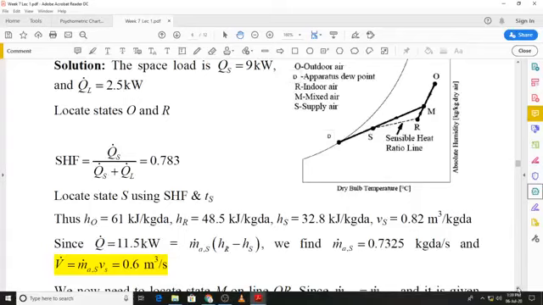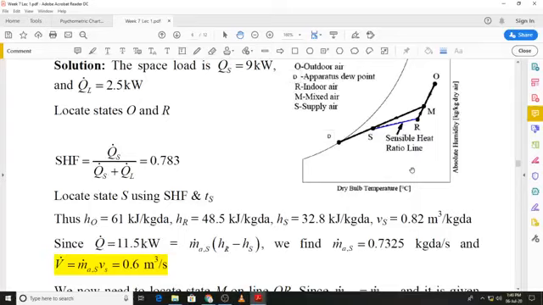Then we will use the energy balance for the cooling load, that is Q dot for the space, which is given to us as 9 plus 2.5, that is 11.5 kilowatts. That basically is for this part of the cycle in which the load causes an increase in the enthalpy from state S to state R.